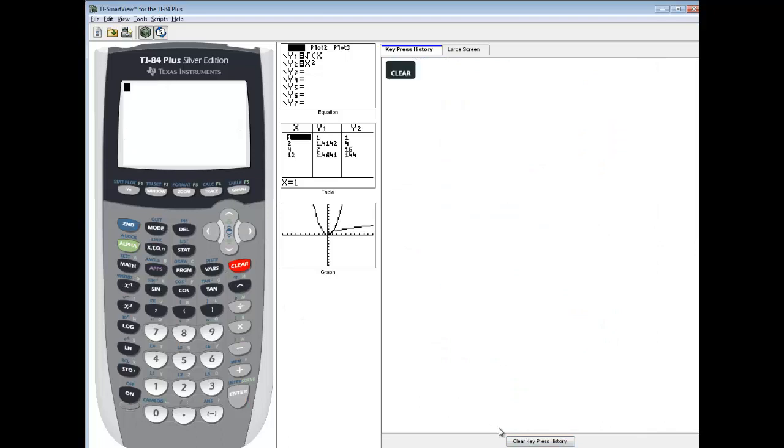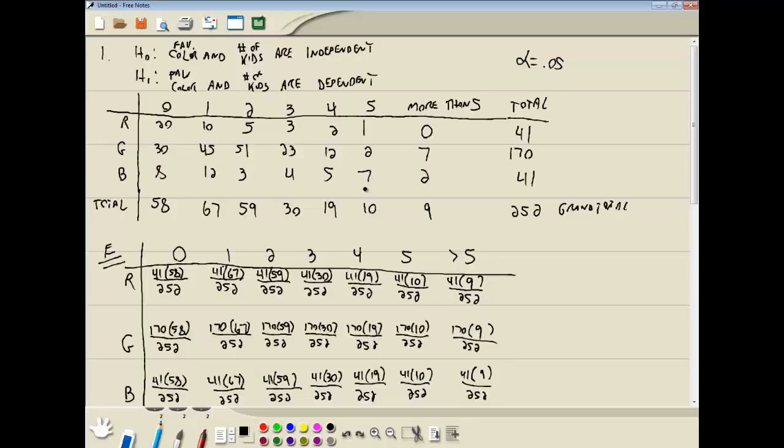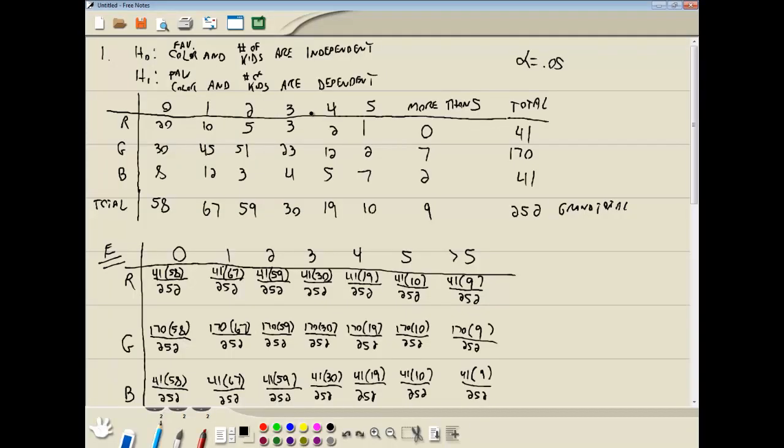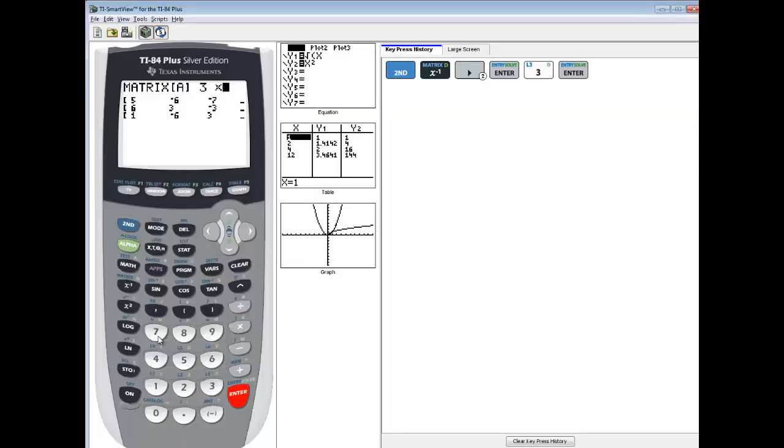Now where your matrix is, your matrix menu, you press second, and this button looks like x negative 1. That's actually your inverse button. We're going to right arrow twice over to edit, press enter on A. And this is asking us for rows by columns. This is 3 rows, so 3 enter, and what did I say, 7 columns? 7 columns. So 7 enter.